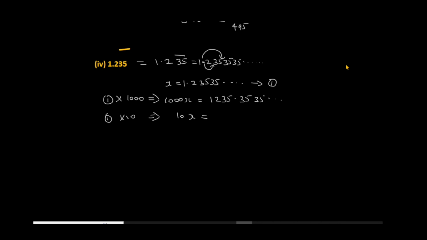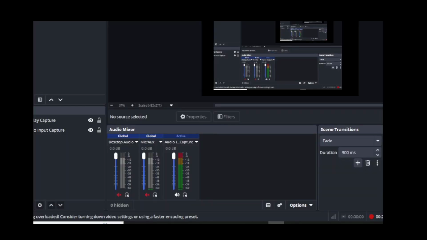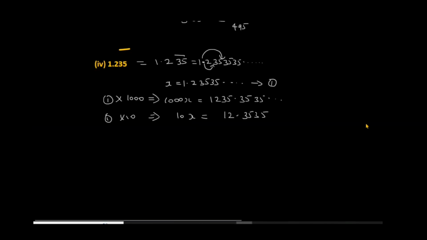So 10x is equal to 12.3535. Now our decimals are the same. So when we are subtracting these two equations, easily we can cancel the decimal parts. Only integral parts are there. With that integral part, we can find the answer.